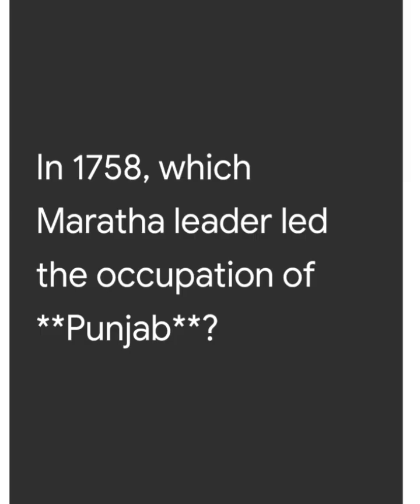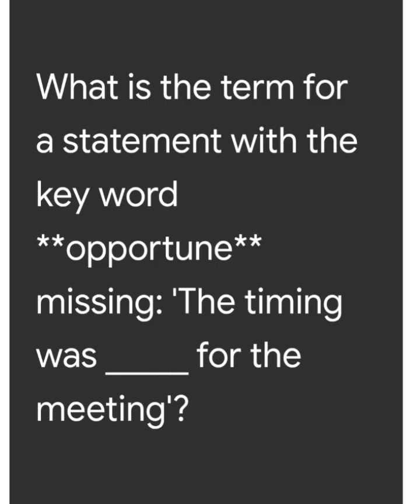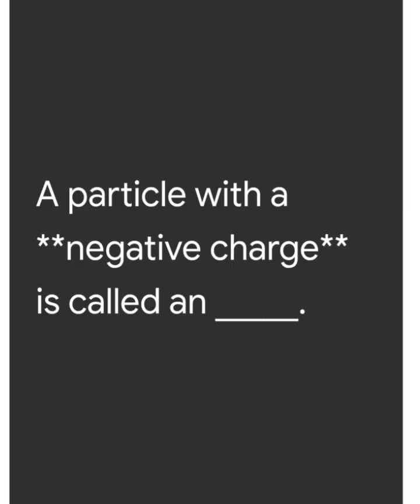Next question: in 1758, which Maratha leader led the occupation of Punjab? And its answer is Raghunath Rao. Next question: complete the statement with the missing word: The timing was dash for the meeting. Its answer is opportune. Next question: a particle with negative charge is called electron.